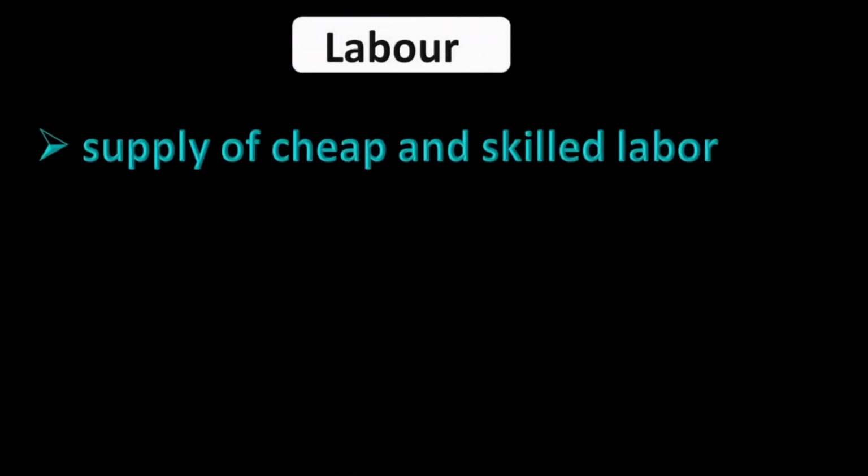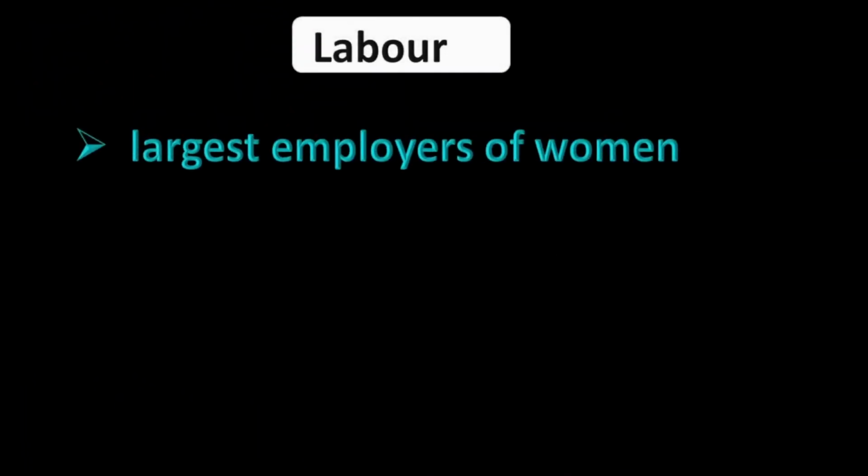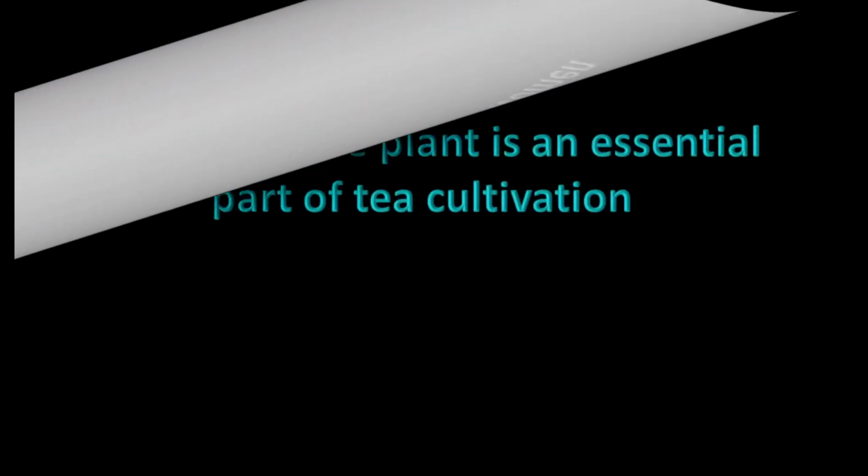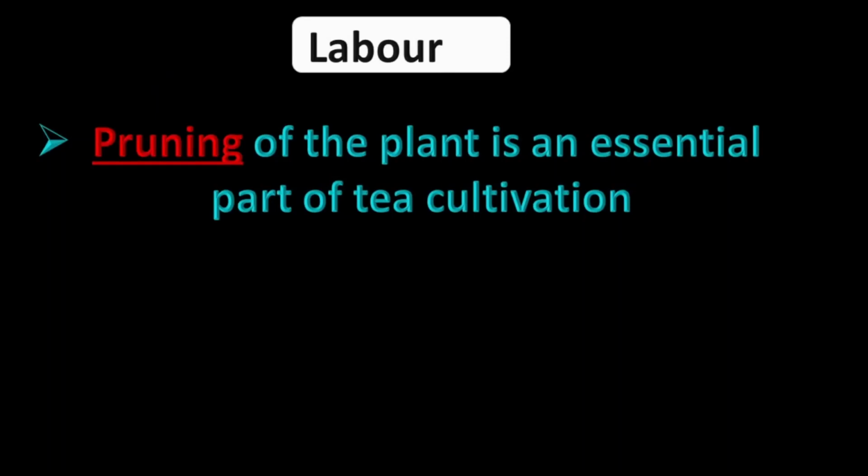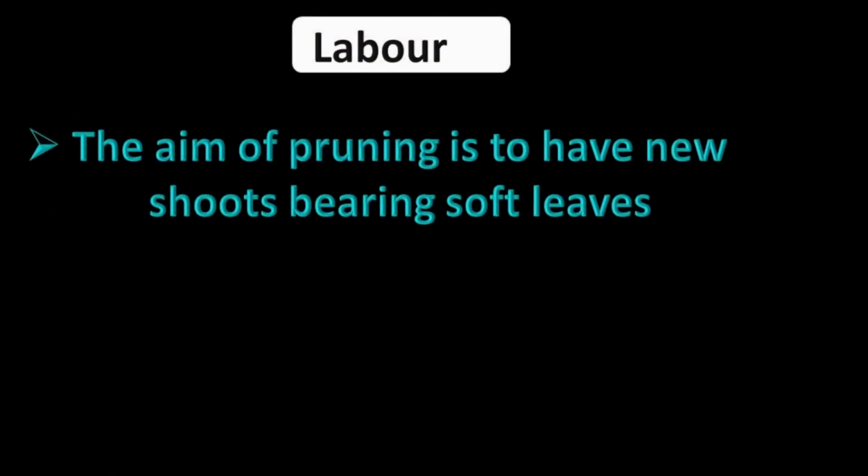Labor. Tea requires an abundant supply of cheap and skilled labor at every stage. It is one of the largest employers of women among the organized industries of India. Pruning, which means trimming by cutting away dead or overgrown branches or stems of the plant, is an essential part of tea cultivation. It helps in maintaining the proper shape and height of the tea bush. The aim of pruning is to have new shoots bearing soft leaves and to facilitate the plucking of leaves by women laborers from the ground.